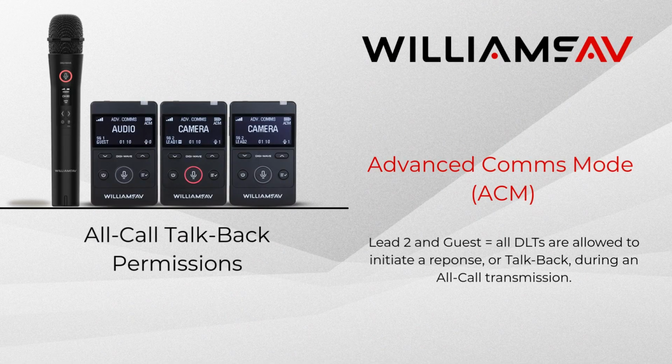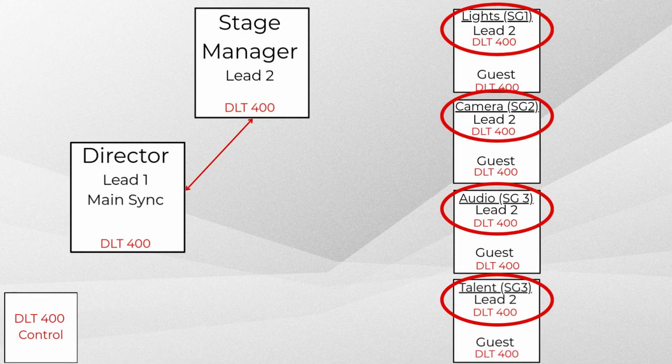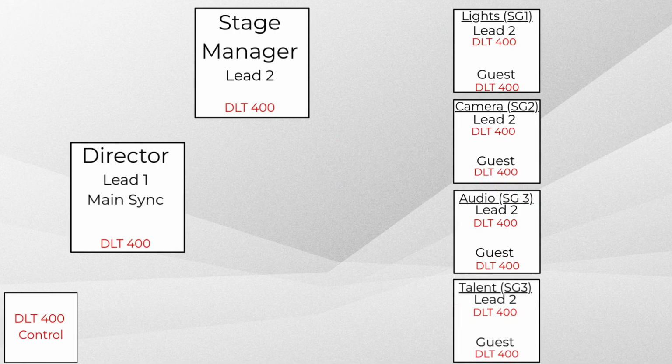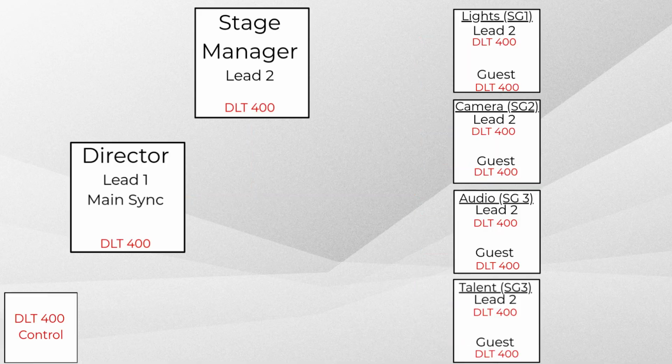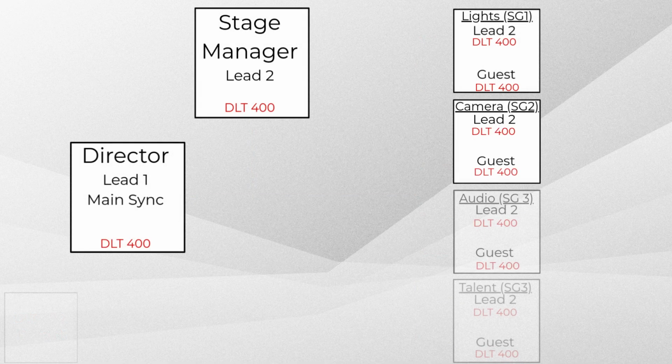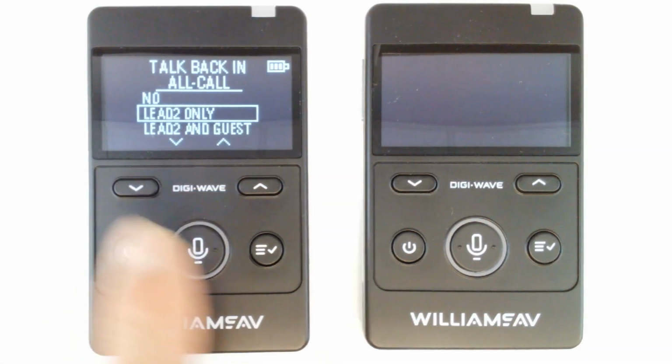In our scenario, each crew has a designated Lead 2 using a DLT. It makes sense to allow these teams to talk back during an all call so they can ask clarifying questions or relay concerns on behalf of their crew. In some cases, you may want all DLT users, including guests, to respond, for example, in a more collaborative or open setup. Other times, you may want all call to be strictly one way with no talkback to minimize interruptions. Choose the best option that supports your production flow and communication priorities.